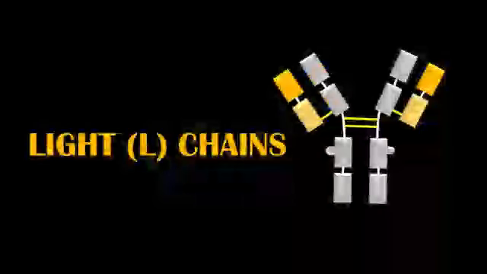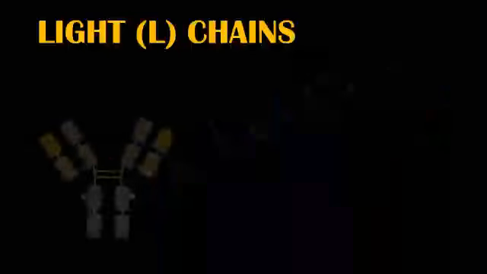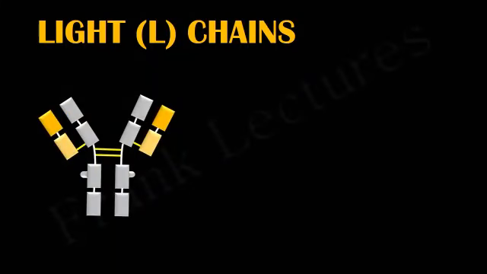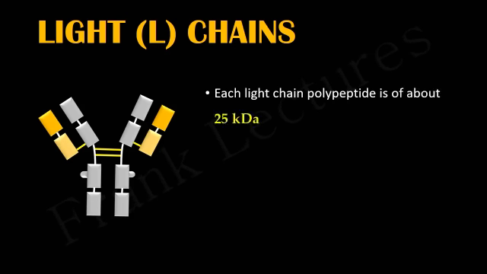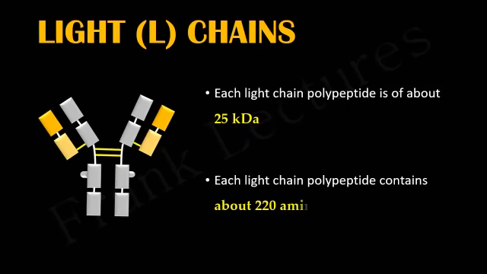Light chains. As we said before, these are the two shorter subunits of the basic antibody molecule. Each light chain has a molecular weight of about 25 kilodaltons, and each contains about 220 amino acids.